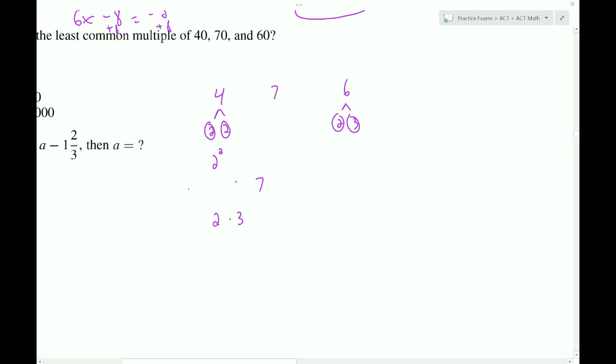So what I want to do then is make a complete list. This is the representation of 4, 7, and 6. So the 4 has 0 copies of 3 and 0 copies of 7. This has 0 copies of 2 and 0 copies of 3. And this one has 0 copies of 7, right?